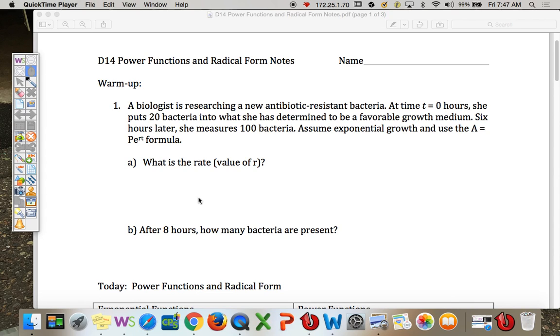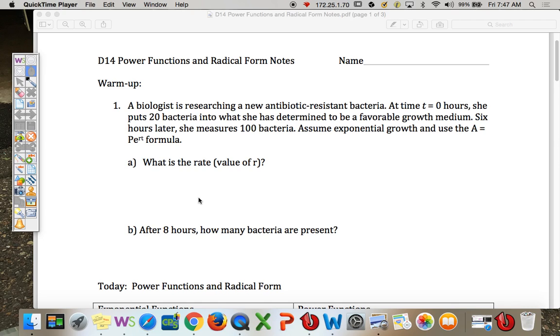Today we're going to look at something called power functions and radical form. So for the warm-up, a biologist is researching a new antibiotic-resistant bacteria. At time t equals 0 hours, she puts 20 bacteria into what she has determined to be a favorable growth medium. 6 hours later, she measures 100 bacteria.